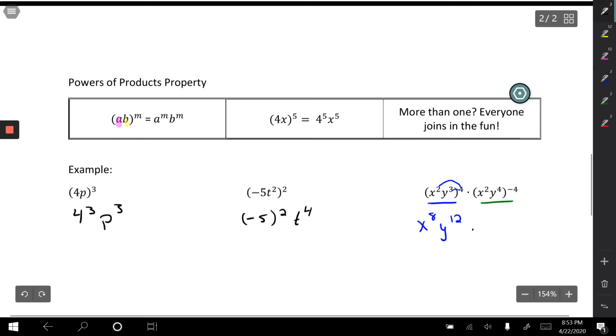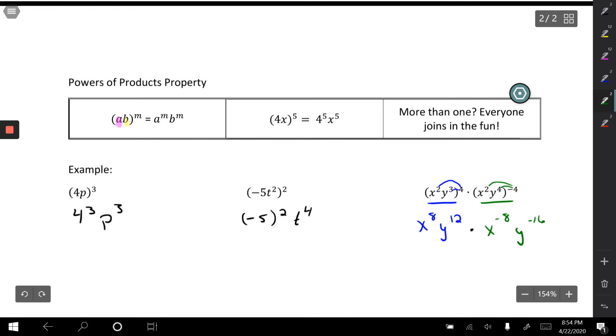And then we're going to take a look at the second half. Same thing. I've got this exponent on the outside that will need to multiply to each one on the inside, more than one. Everyone joins in the fun. So I've got 2 times negative 4 gives me negative 8. And 4 times negative 4 gives me negative 16.